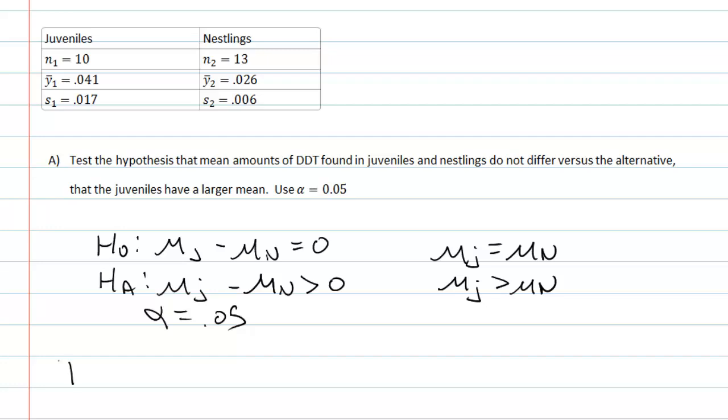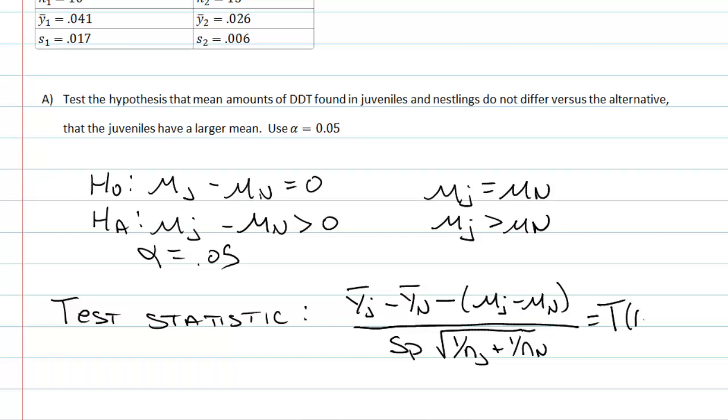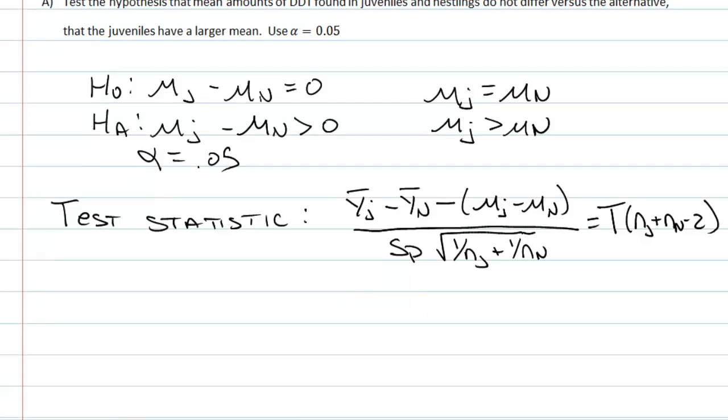Now we just need our test statistic. In this case, we're going to use the difference of the juveniles and the nestlings in terms of y bar. Since it's a t, I've got to subtract off the hypothesized mean. And I'm going to divide it by a pooled standard deviation, assuming equal variance, times the square root of 1 over the number of juveniles plus 1 over the number of nestlings. That's our test statistic. It's a t, and it has n sub J plus n sub N minus 2 degrees of freedom. And we want to compare that with a t.